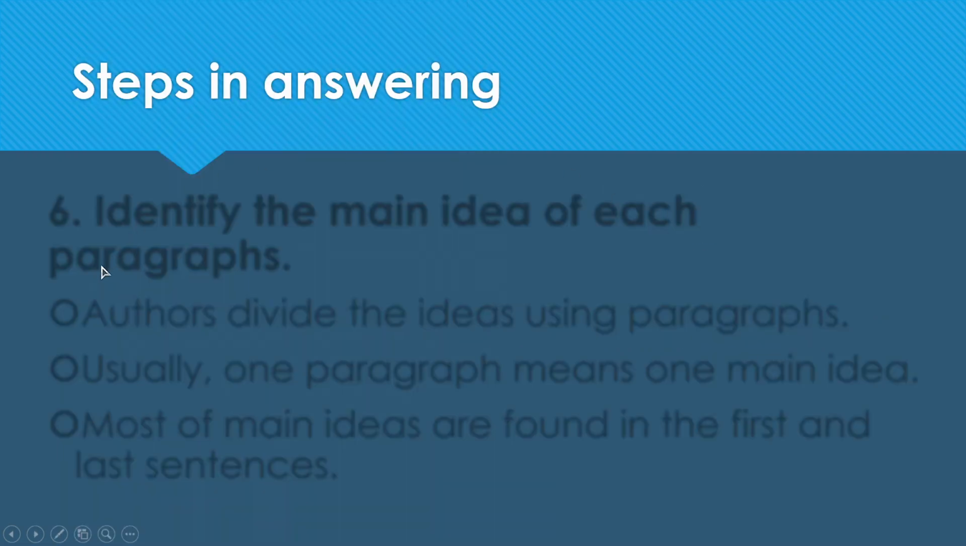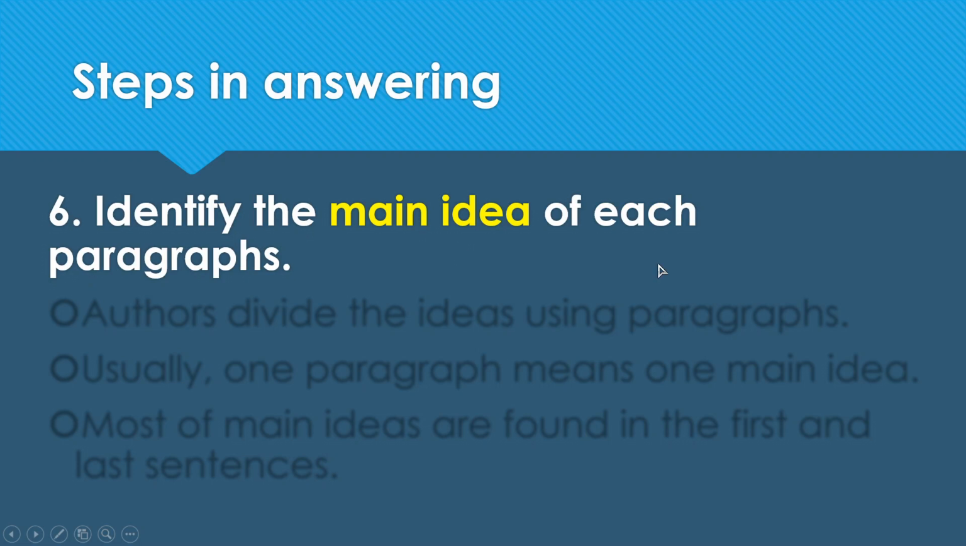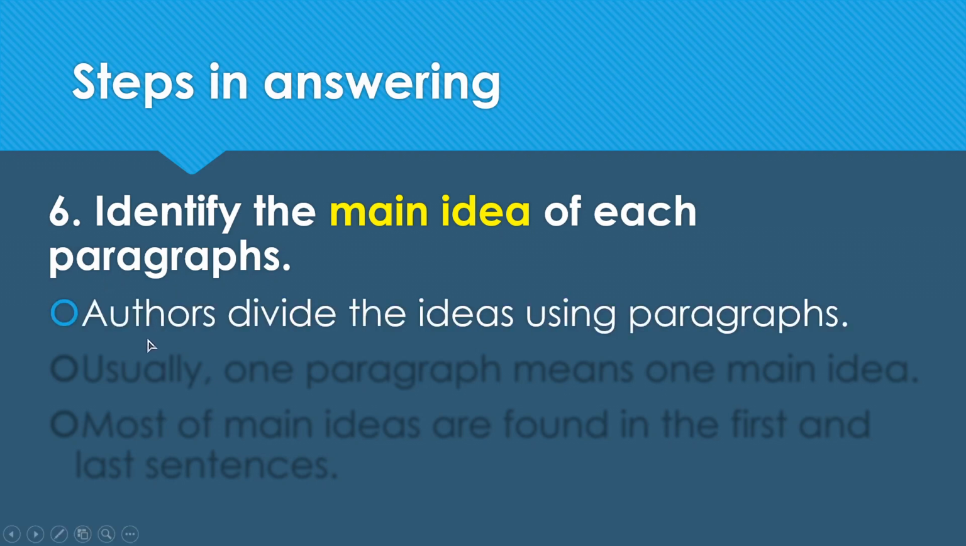Number 6, this is the final step in answering unseen comprehension activities. Number 6, identify the main idea of each paragraph. Okay? So remember, if there are 7 paragraphs in the passage, there are 7 main ideas. If there are 10 paragraphs in this passage or text, there are 10 main ideas. Okay? Because authors divide the ideas using paragraphs. Okay? So they divide ideas by making it into paragraphs.